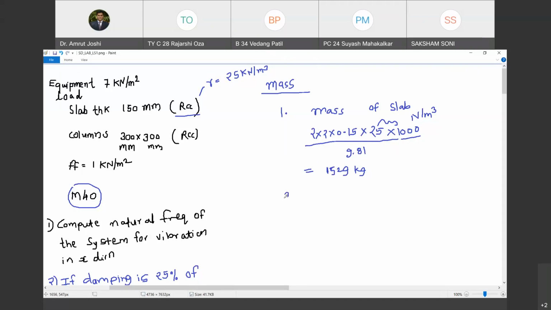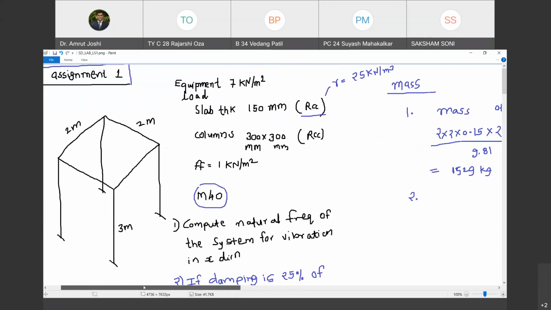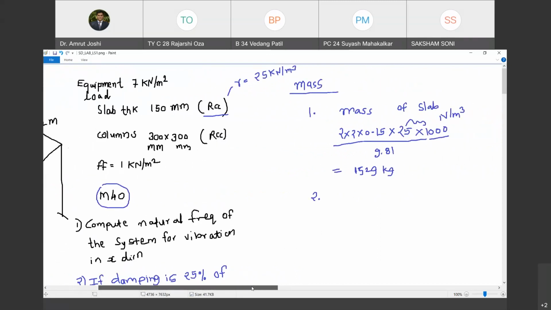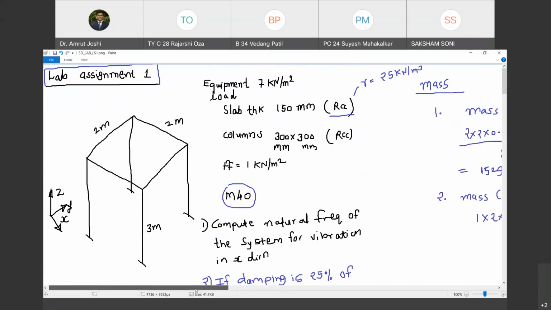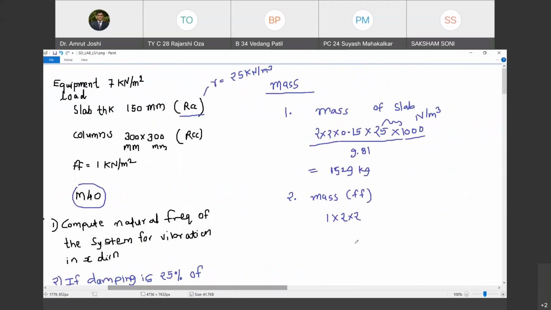Okay. So now let us go ahead with the second part in mass calculation. You are going to have the mass due to floor finish as well. So mass corresponding to floor finish. So how do I calculate that? To calculate the mass corresponding to floor finish, I know it is 1 kilonewton per meter square. The area of slab is 2 into 2. So you can observe that 2 into 2 into 1 into 1000 is the weight of floor finish in Newton. This divided by 9.81 will give me the mass due to floor finish in kg.